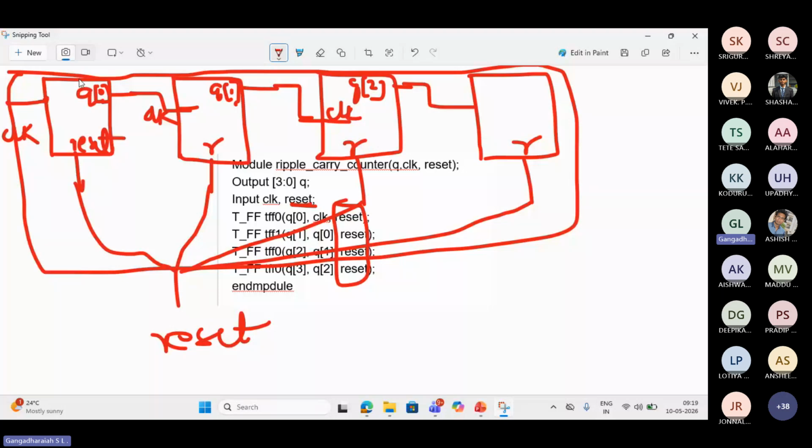So see, this is again Q of 0. You can use it as output. This is your Q of 0 output. This Q of 1 is output. Q of 2 is output. Q of 3 is also output. You got it now? This is how it works. Now understand here. Just let me delete. If you have any doubts, please ask me now.